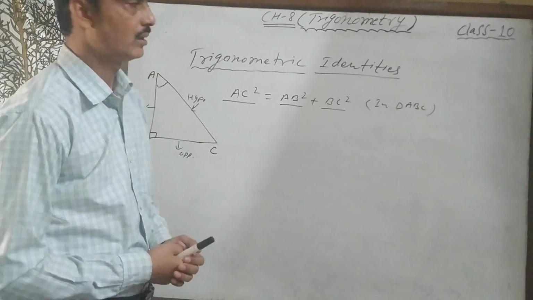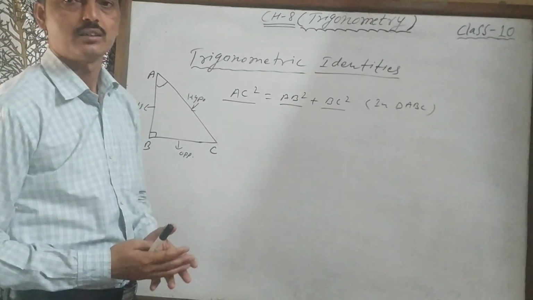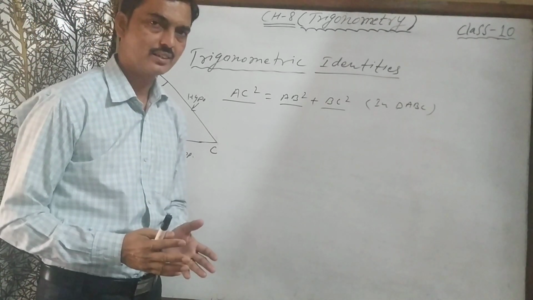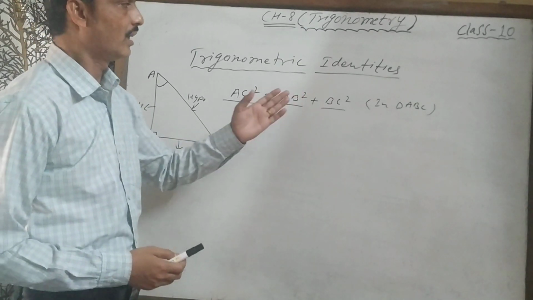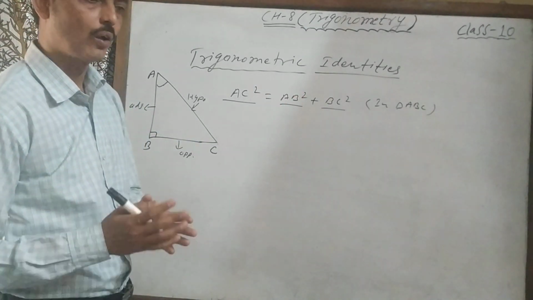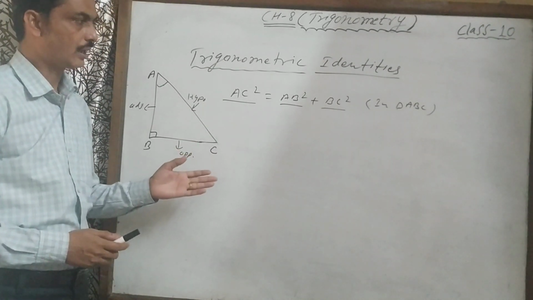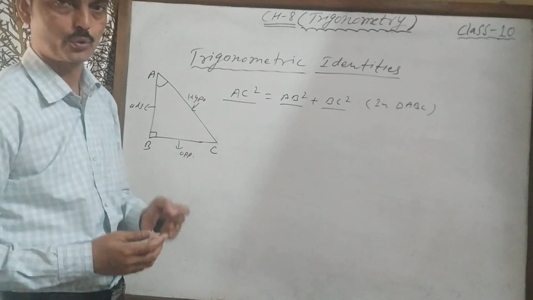As you know, what are identities? Identities are used to make our calculation easy, right? As you discussed in earlier classes, identities are true for all values of the variable in them, right? So here we discuss three identities and how we verify that these identities are true.